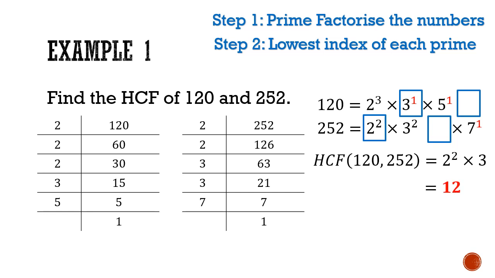Let's check the validity of this answer. Is 120 divisible by 12? Yes, it gives me 10. Is 252 divisible by 12? Yes, that gives me 21. Therefore, 12 is a divisor of both 120 and 252. And you'll see that there are no numbers bigger than 12 that do the same. Therefore, this is the right answer.